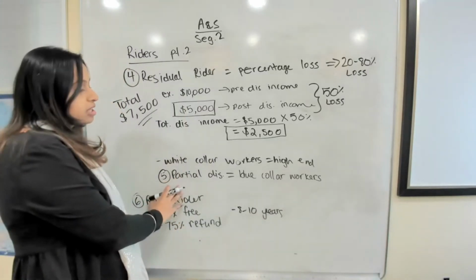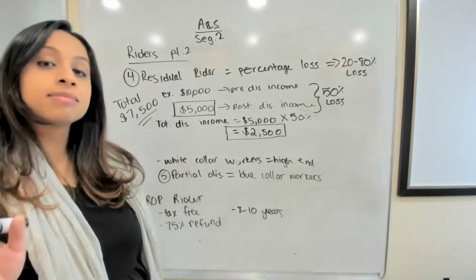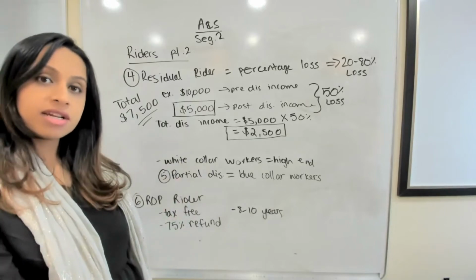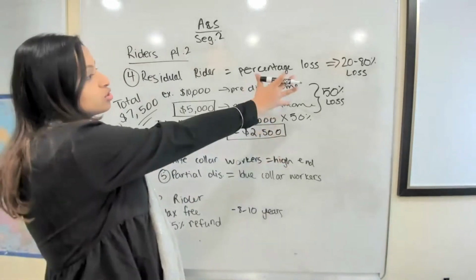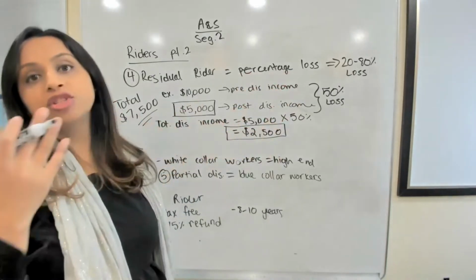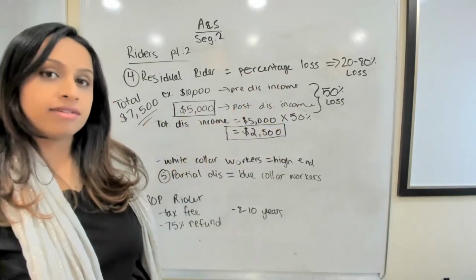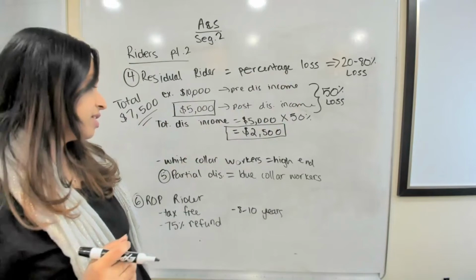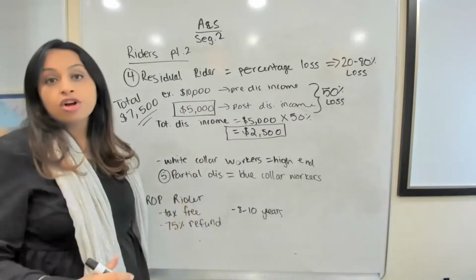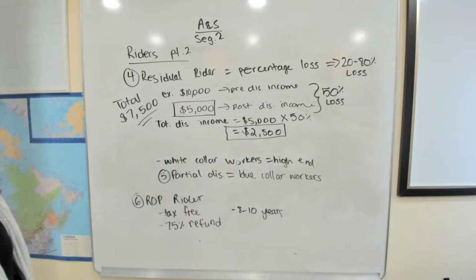So they would be able to get the partial disability rider. It's similar to residual, so you would get 50% of your benefit, but it's not so luxurious where it gives you exactly the loss that you had, right? So it is a little bit of a difference, but there is that option available for the blue collar workers as well.